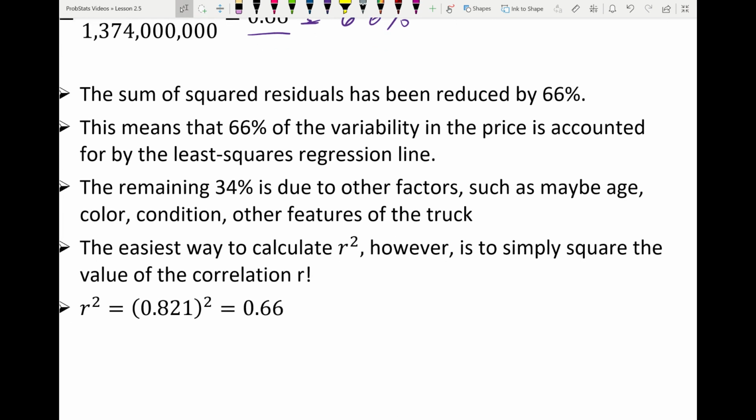Now, what happened to the other 34%? Well, that other 34% has not been accounted for by the least squares regression line, which is why we have some of those errors, right? We have a little bit of error. And that remaining 34% can be due to other factors, such as maybe the age, color, condition, or other features of the truck.